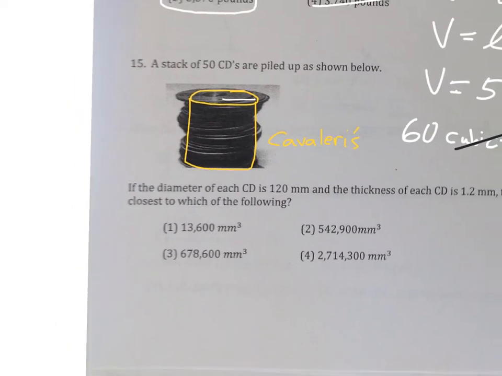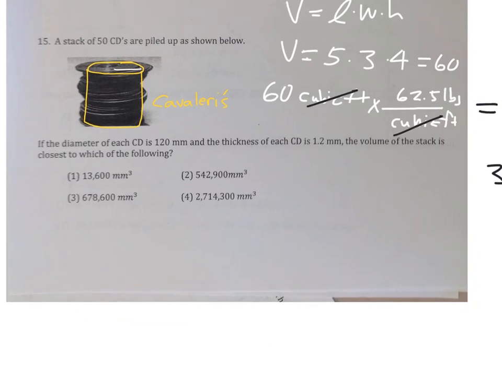So in this question right here, we just need to find the volume of a cylinder. So using our formula sheet, you can find the volume of the cylinder is pi r squared times h, which will bring you to pi times, well, the diameter of each cylinder, of each CD is 120, so the radius would have to be 60, and the height of each disc is 1.2.